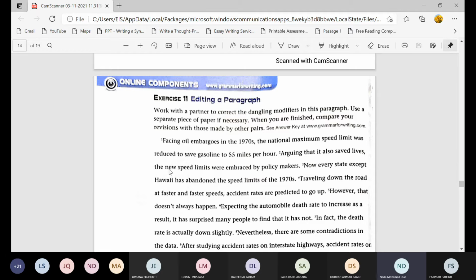Okay, number two, Rima. Lujain. Yes, miss. Arguing that it also saved lives, the new speed limits were embraced by policymakers.